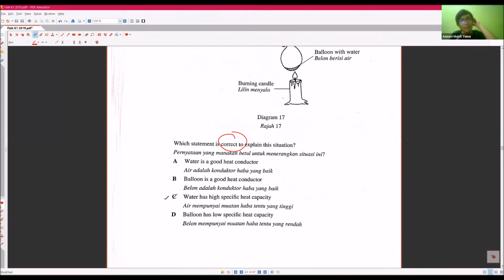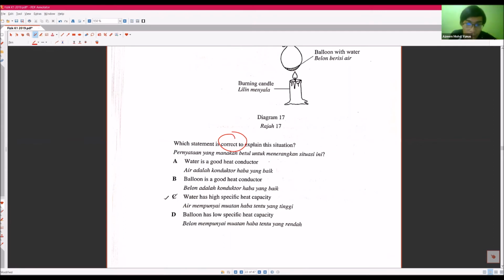We already know that water is special because due to its higher specific heat capacity, it can store more heat. So it takes a longer time to increase the temperature of the water. Thus, the balloon is safer here. The balloon doesn't experience any change in temperature, thus it doesn't blow out.